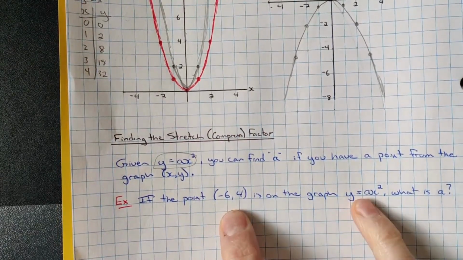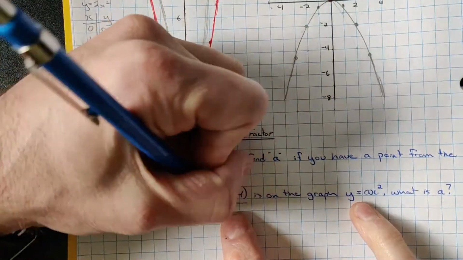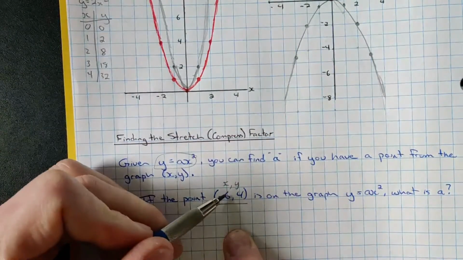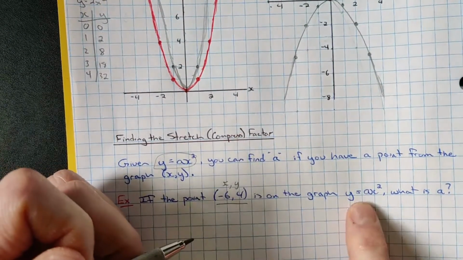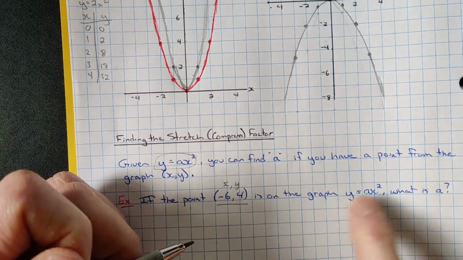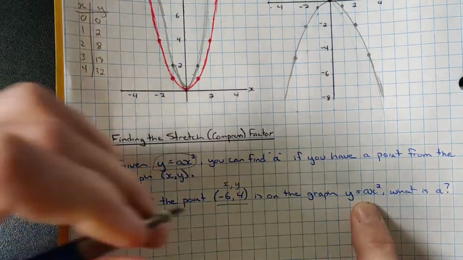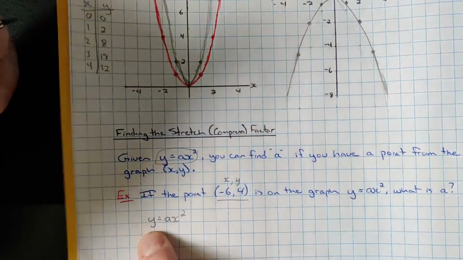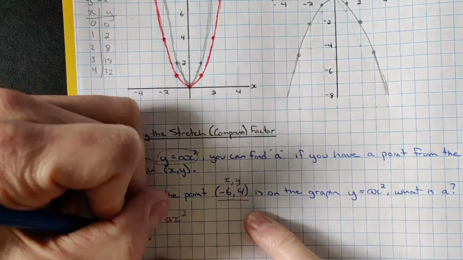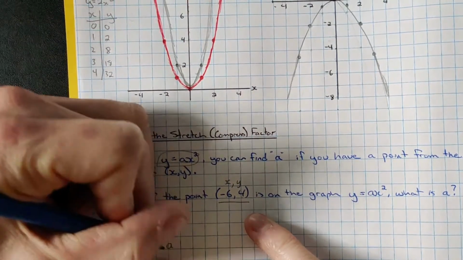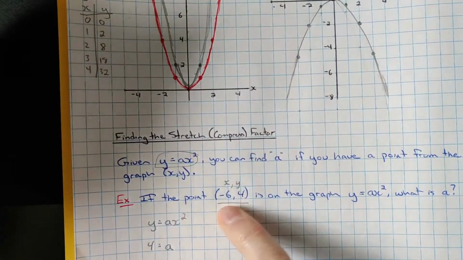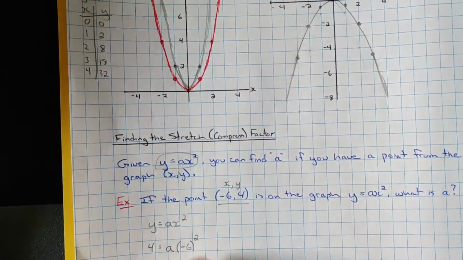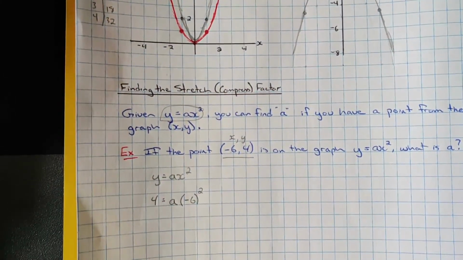So here, all we got to do is realize that when we're given a point, remember points are always listed as x comma y. So this is an x value, this is a y value. Well, our formula has an x and a y value, and we're trying to find A. If we just replace in y equals ax squared, we replace y with the y value, 4, leave the A, because it's what we're looking for, replace the x with a negative 6, and then that's squared. We can now solve that.